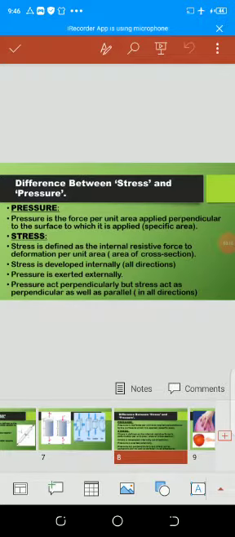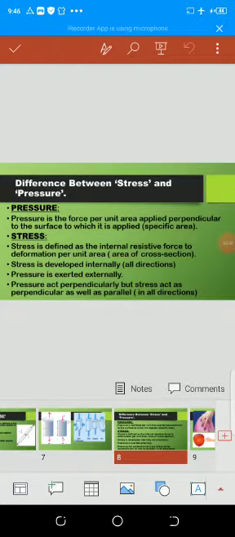What is pressure? Pressure is the force per unit area applied perpendicular to the surface to which it is applied, on a specific area. Now what is stress? Stress is defined as the internal resistive force to deformation per unit area of cross-section. Stress is developed internally in all directions. You can see that it develops internally in all directions.